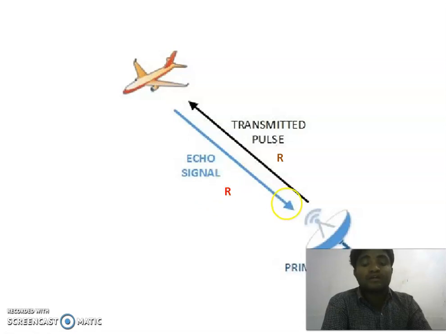The total time taken is, we transmit the signal from the radar, it goes this way, hits the target and comes back. This total time is called the round trip delay. It is represented with TR, and we can calculate the range between radar and target. R can be calculated.